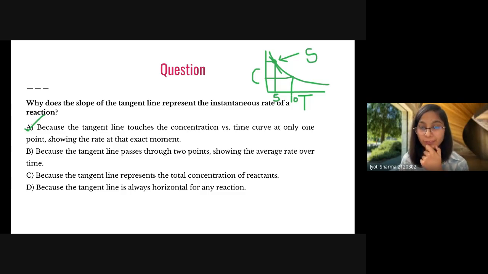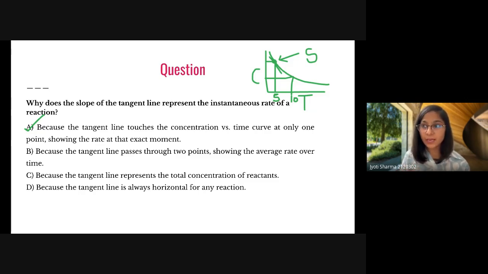When you are driving, you have the speedometer. From there you can see how your speed is changing. So this speed is very much similar to the reaction rate.